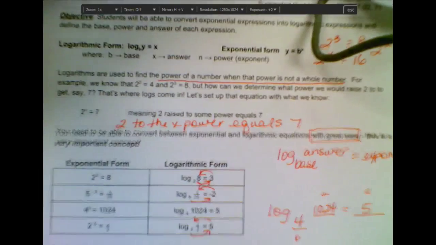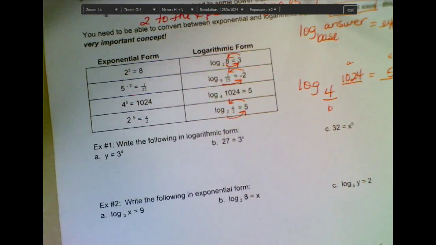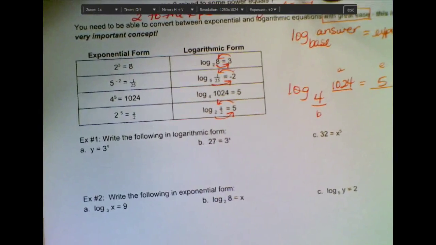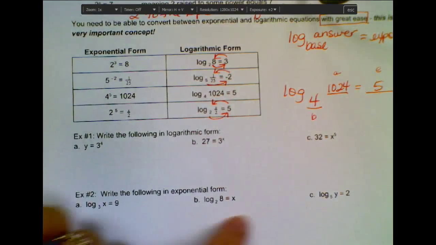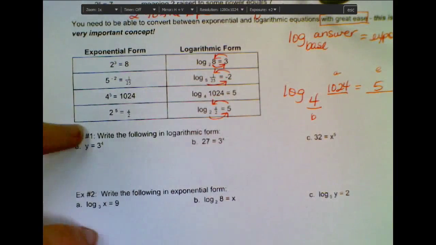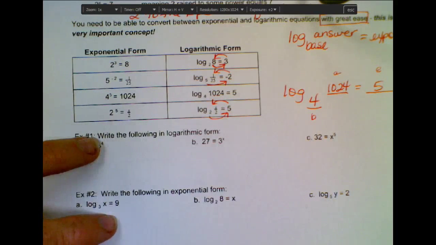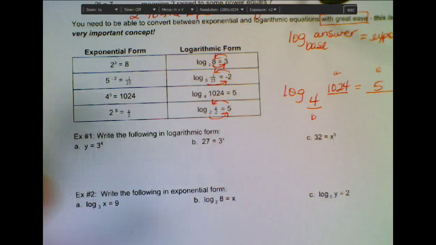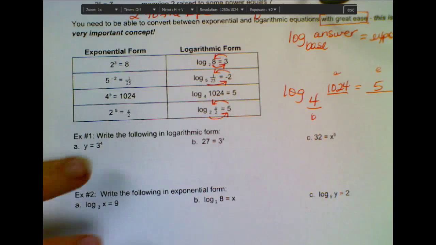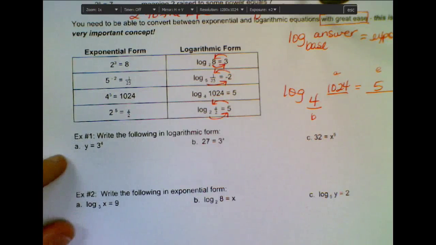Okay? So now we're going to have some practice writing in logarithmic form, and then by the same token, flipping them around to exponential form. This you have to be very, very adept at. I can't emphasize that enough. We're going to do practice in class. I'm going to quiz you on this. You must be very good at this. It's not optional. You have to be good at this.